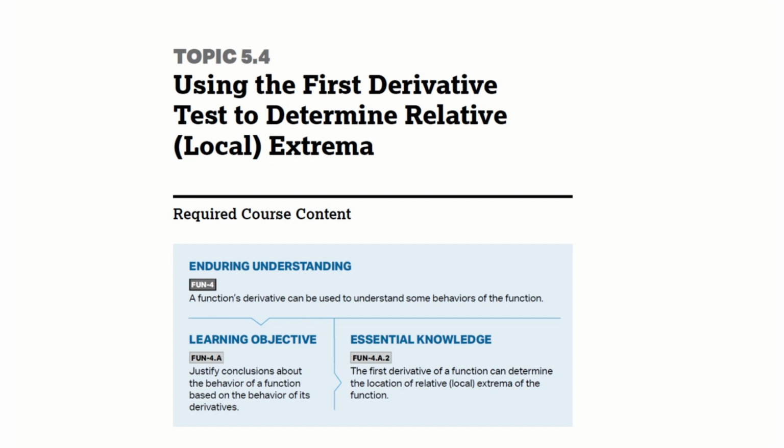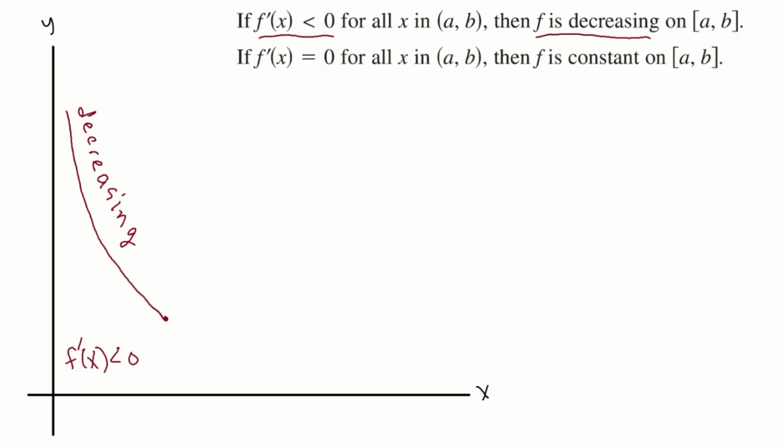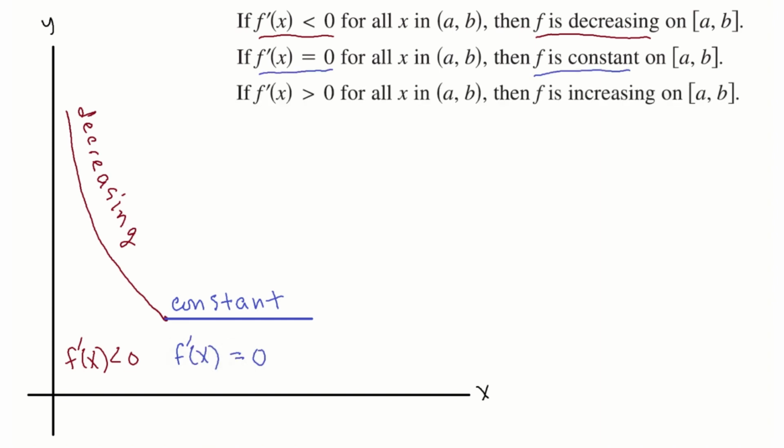In this lesson, we'll learn how derivatives can be used to classify local extrema. Recall that the derivative is related to the slope of a function. If f prime is less than 0 for all x in an open interval, then the function is decreasing. And if f prime is equal to 0 for all x in the open interval, then the function is constant. And if f prime is greater than 0 for all x in the open interval, then the function is increasing.